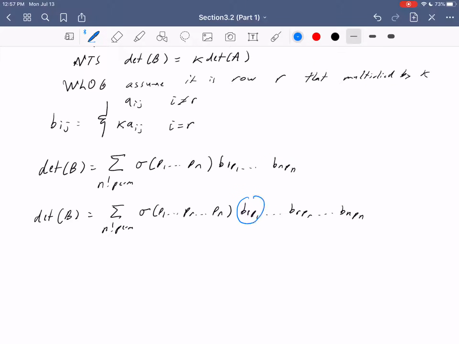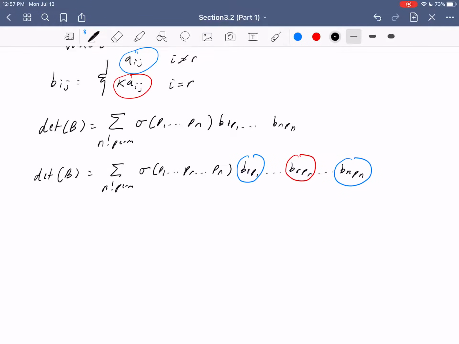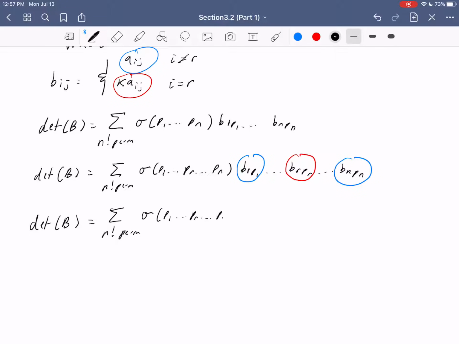These ones here, this is where we're not in that rth row, so we can just replace them with those. And this one right here, this is where we're going to be in this position, so we can replace it with the multiplication by k. So we get that the determinant of B here is the sum over those n factorial different permutations, the sign of P1 to PR to Pn, A1P1, this is going to become k ARPR. And then this down here is just going to be ANPN.